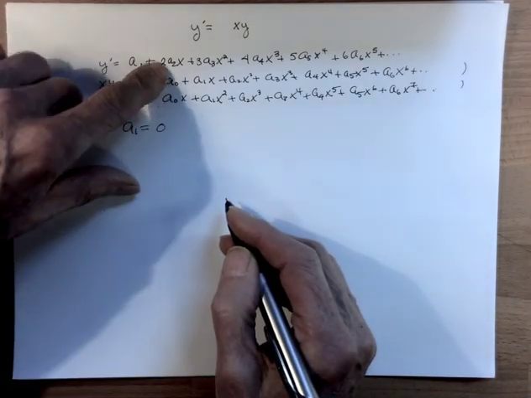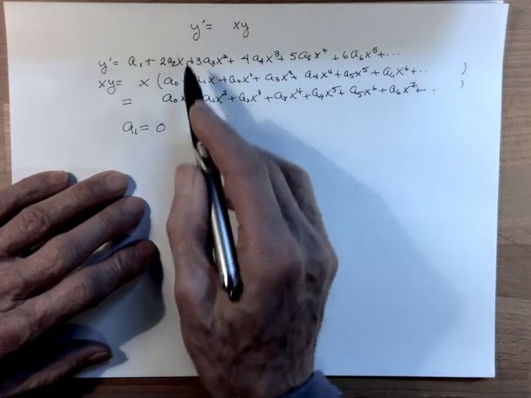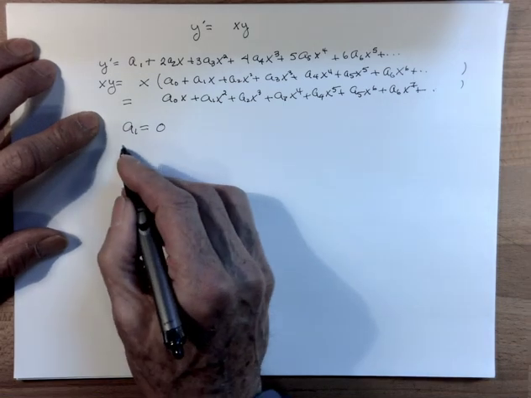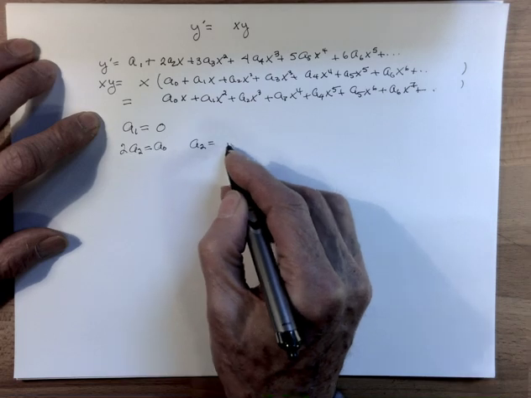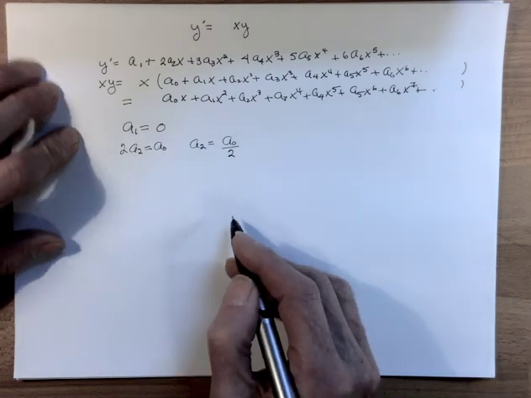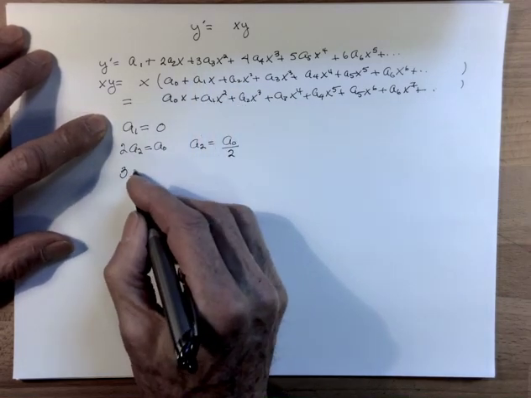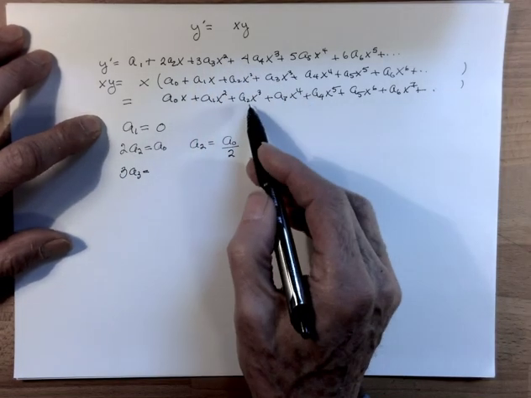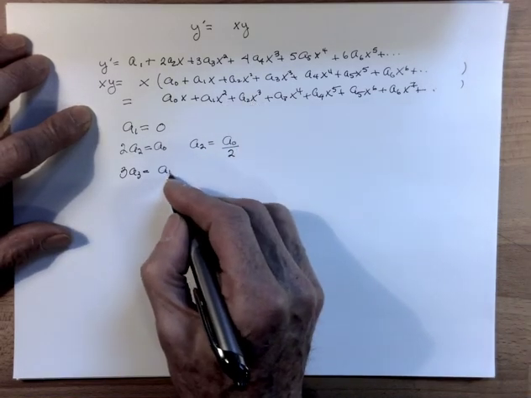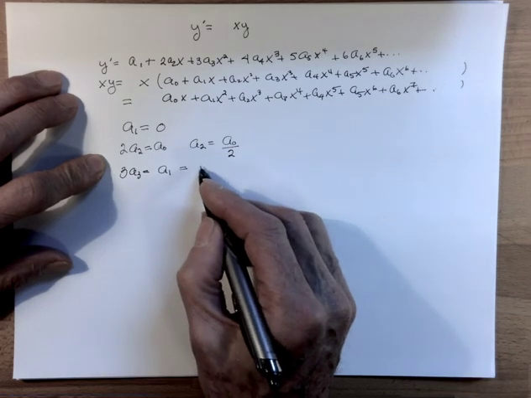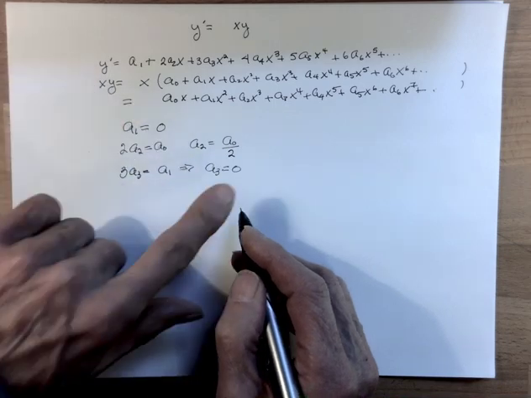That's interesting. Now 2a2 is going to equal a0 because equating the x powers. So 2a2 is equal to a0, and a2 is a0 over 2. Now let's look at a3. 3a3, this is the x squared term, is equal to a1. But a1 is 0, so a3 must be 0. So notice a1 is 0 and a3 is 0.